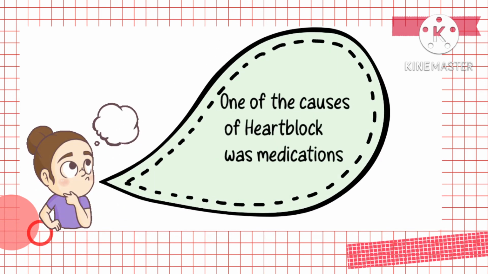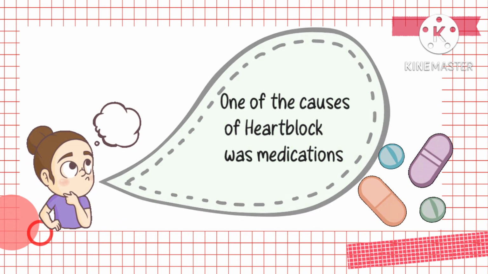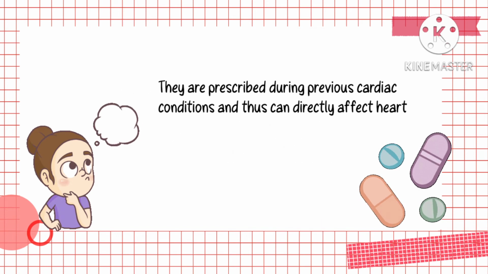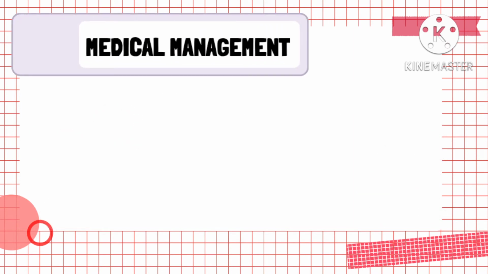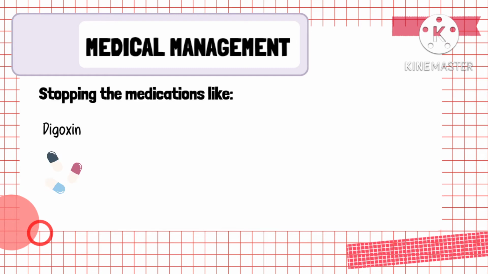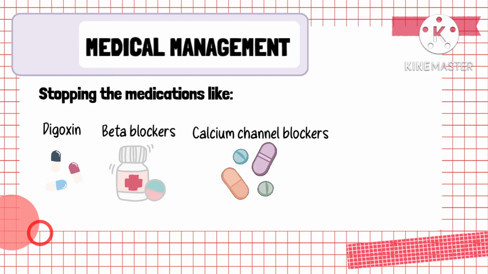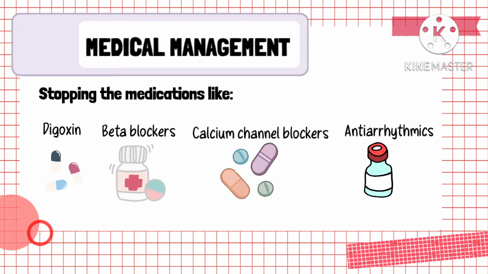Now if you remember, one of the causes of AV blocks is medications. These medications are usually prescribed to the patients for previous cardiac conditions, which is why they have the tendency to act on the heart and cause the heart block. Thus, when it comes to medical management of heart blocks, stopping the medications like Digoxin, beta blockers, calcium channel blockers and antiarrhythmics is the first line of treatment for most of the patients.